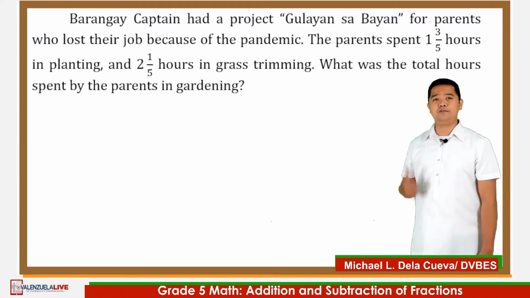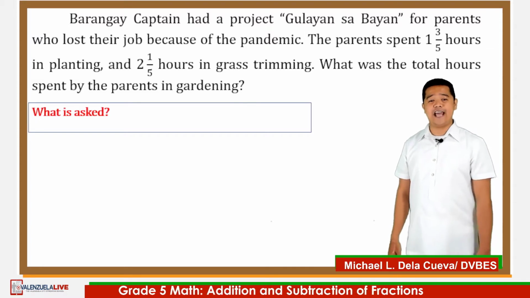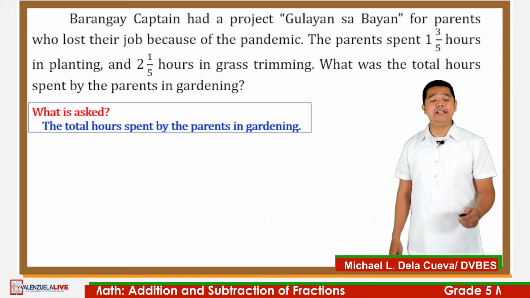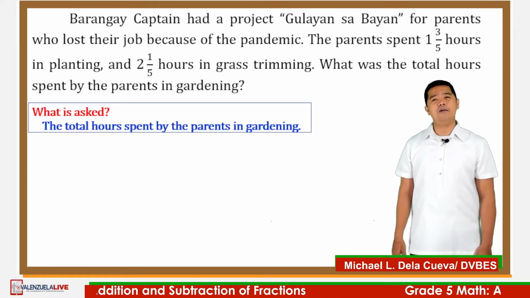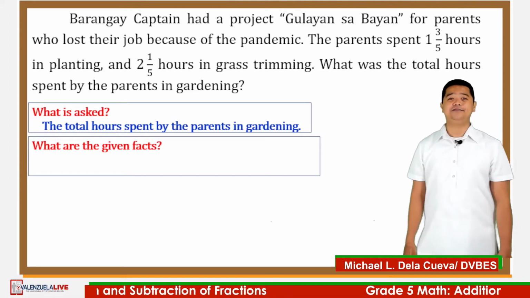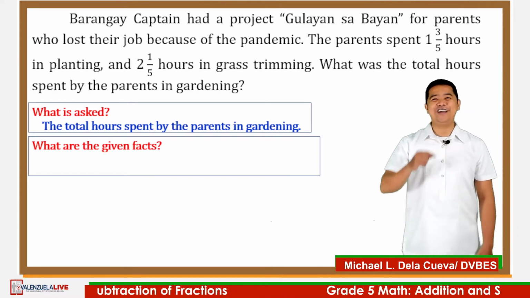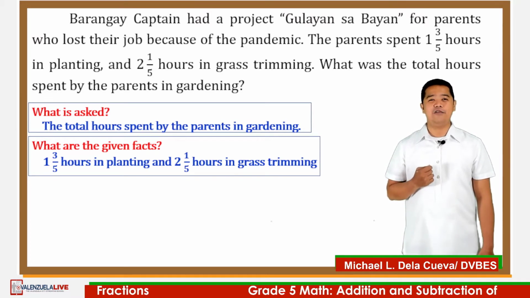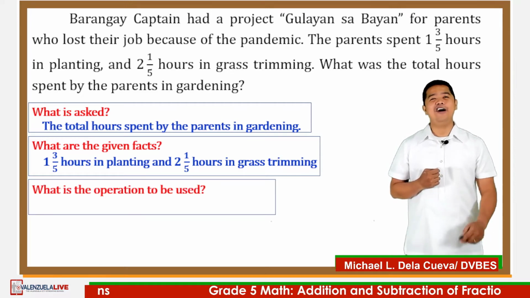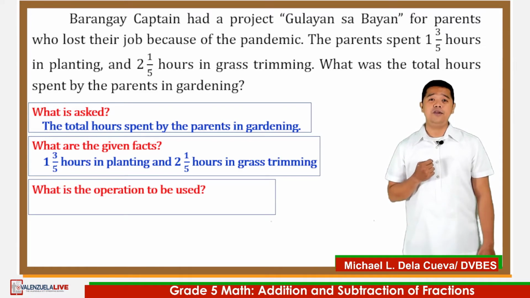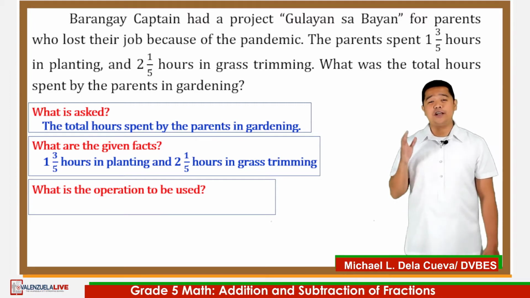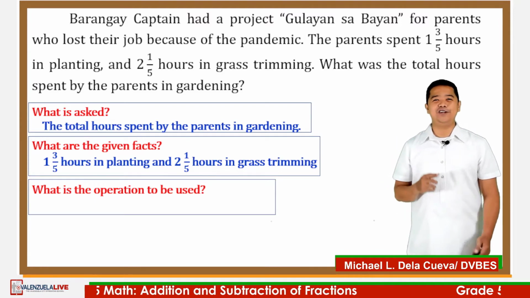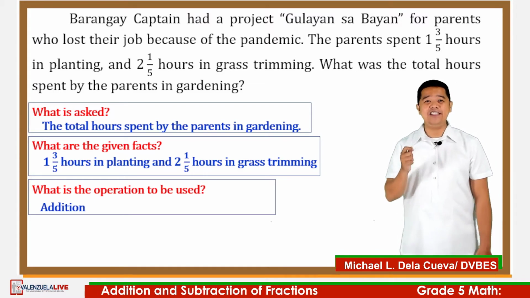So to answer this word problem, let us answer what is asked. Very good. The total hours spent by the parents in gardening. And how about the given facts? You got it right. 1 3/5 hours in planting and 2 1/5 hours in grass trimming. And how about the operation to be used? You can use the comment section to type your answer. Very good. The operation to be used is addition.